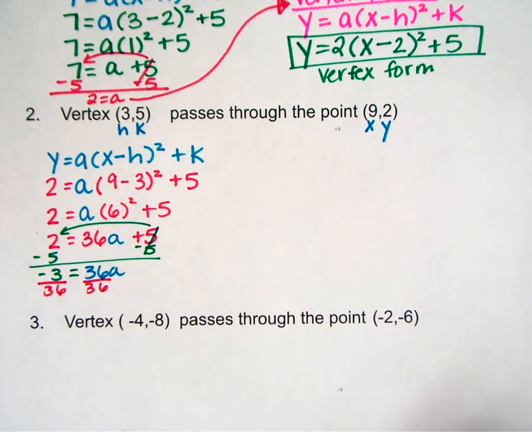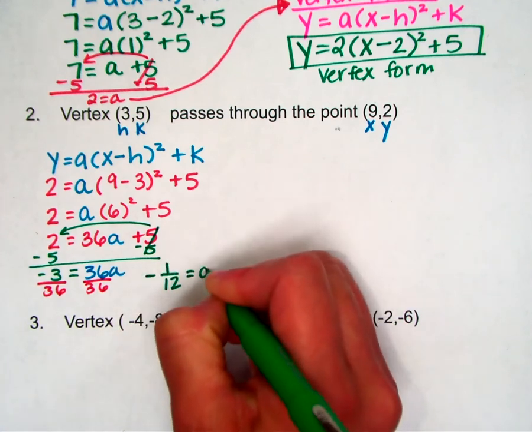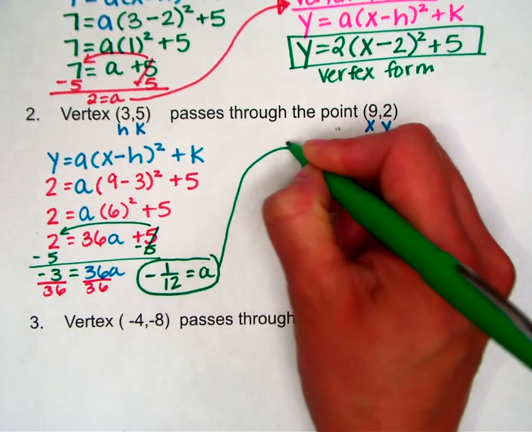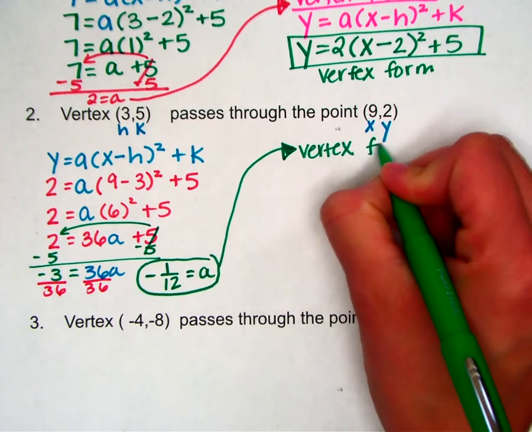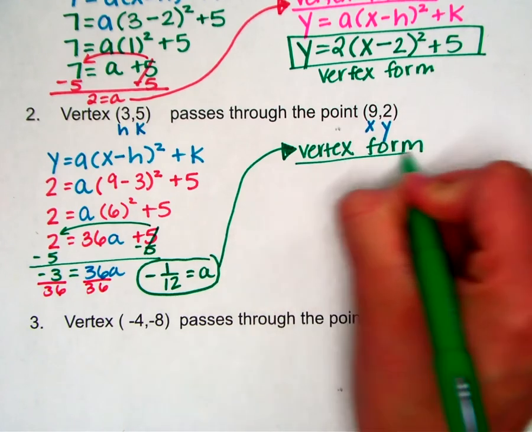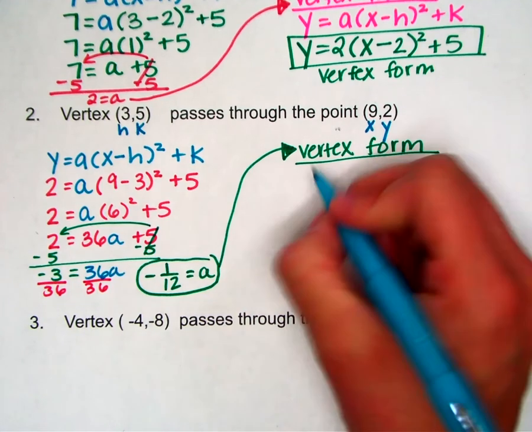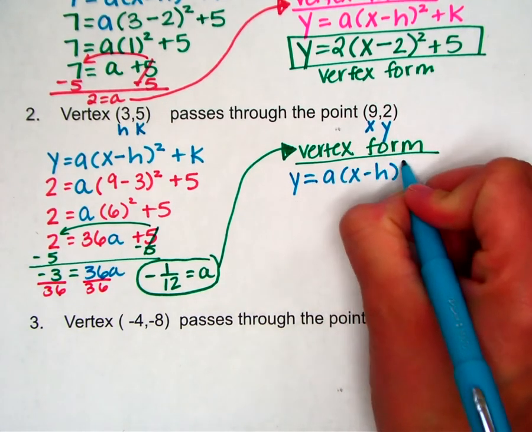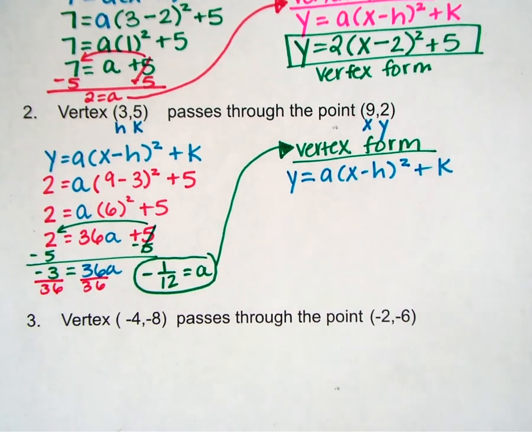When I divide by 36 on both sides, a will simplify to negative 1 over 12 equals a. So if this is a, I'm going to take this information and write this in vertex form using h and k from my problem. So if vertex form is y equals a times x minus h squared plus k, I'm going to substitute in what I know.